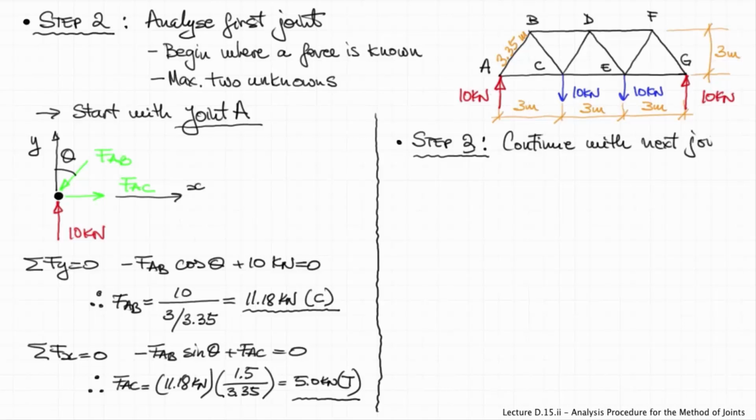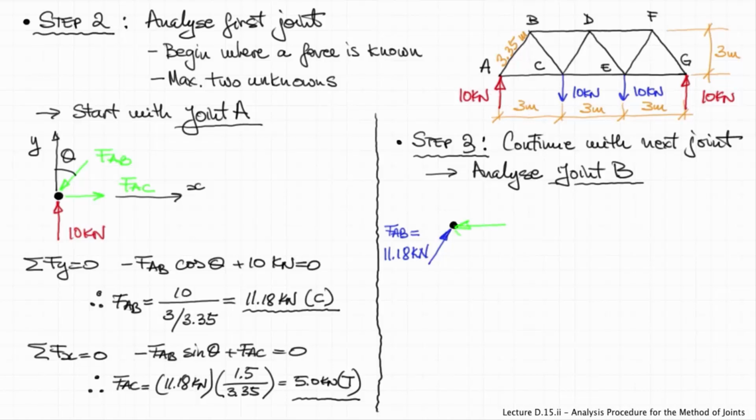Now in step 3 we go to the next joint with 2 unknowns, and that would be joint B, because in this case the 2 unknowns will be the forces in members BD and BC. Note that we cannot go to joint C and analyze joint C, because joint C still has 3 unknown member forces, CD, CB, and CE. So, as we said, we're going to analyze joint B. Again, we must draw the free body diagram of joint B, in which we already know the force in member AB, which is 11.18 kilonewtons in compression.